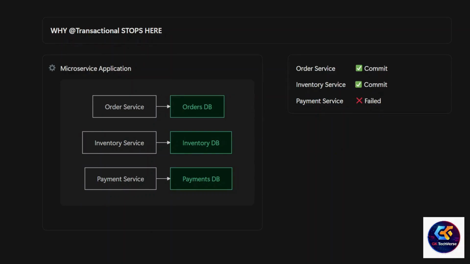Order service cannot roll back payment database. Payment service cannot roll back inventory database. There is no single transaction manager controlling all three. Now imagine this sequence. The first two services have already committed their data. There is nothing left for Spring to roll back. The data is already permanent. And this is exactly why transactional cannot solve distributed transactions. It was designed to work inside one application boundary, not across multiple independent services.